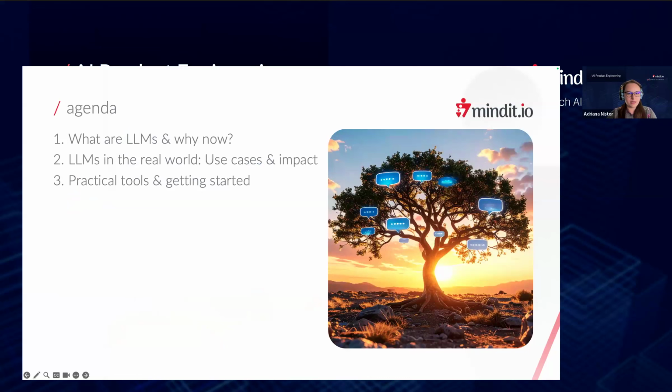The agenda for today is split into 3 main topics. First, we are going to discuss what LLMs are and why they are so popular right now. Second, we are going to give some real-world examples of LLM usage and how they are impacting business in terms of development, but also in terms of financial benefits. And third, we are going to present some practical tools and how you can easily get started with LLMs and with AI in general.